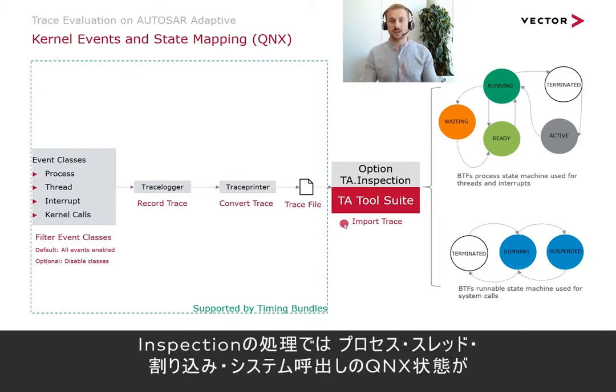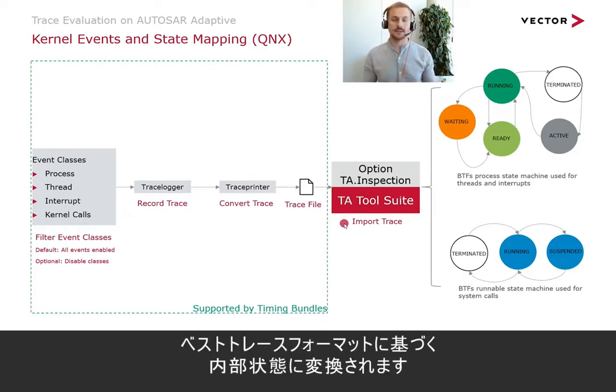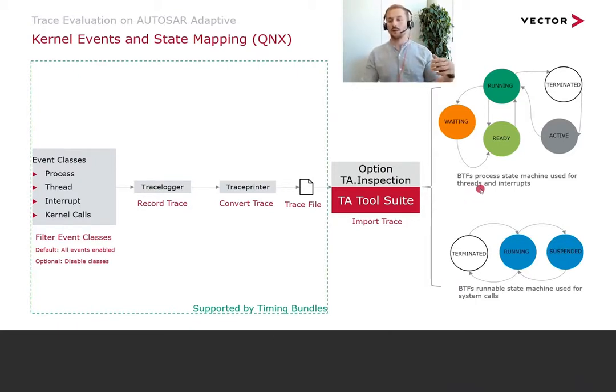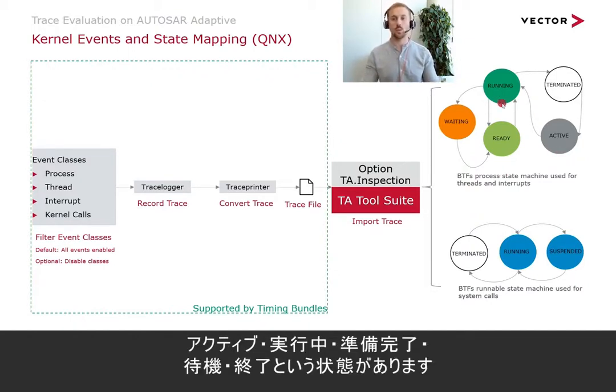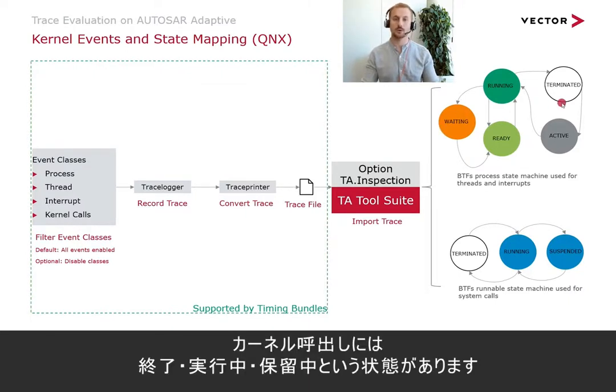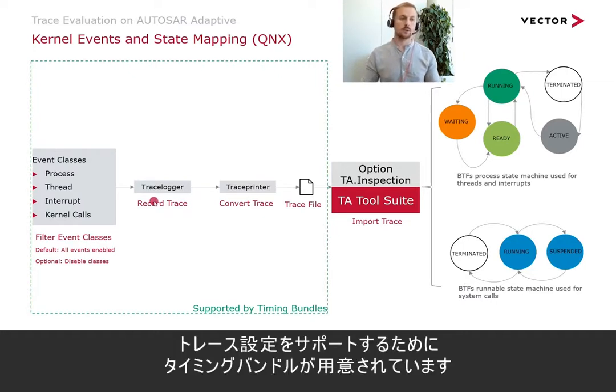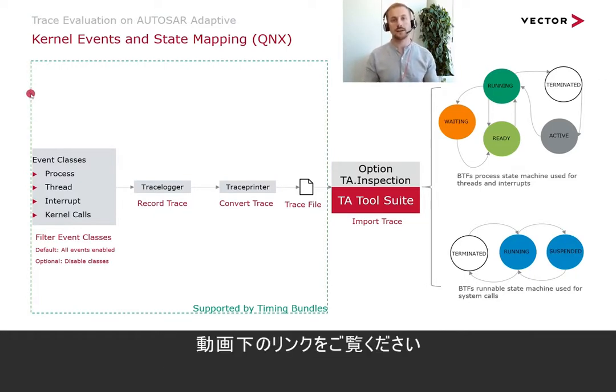The inspection converts the QNX states for processes, threads, interrupts, and system calls to internal states which are based on the BTF trace format. For processes and threads, we will have the states active, running, ready, waiting, and terminated. For kernel calls, we will have terminated, running, and suspended. To provide support for the configuration of the tracing, we provide timing bundles. You can find a link in the video description below.